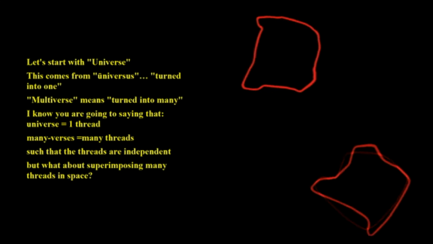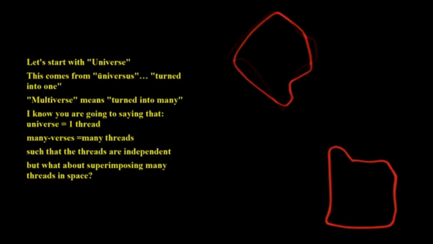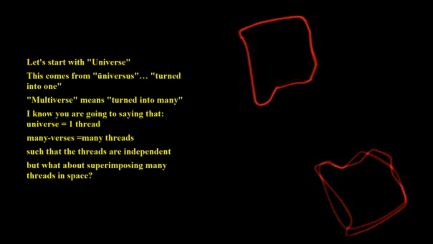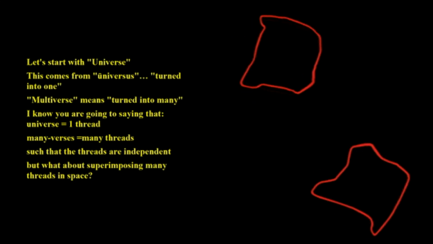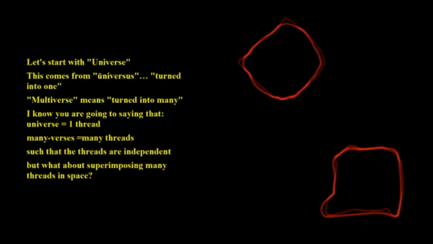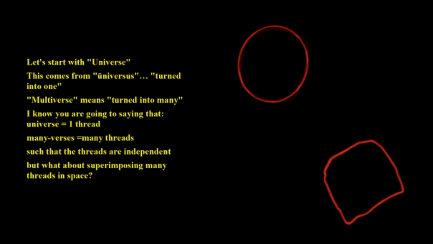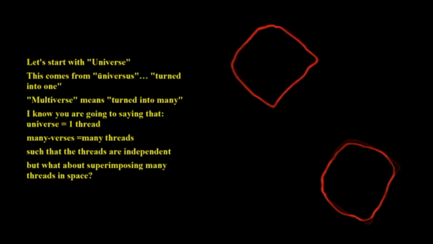Okay? So he says, but what about superimposing many threads in space? So he's saying that what happens when all these threads, you have these two threads, and let's assume they superimposed, okay? And the issue here is that this is an irrelevant matter because we're trying to find out the multiverse.